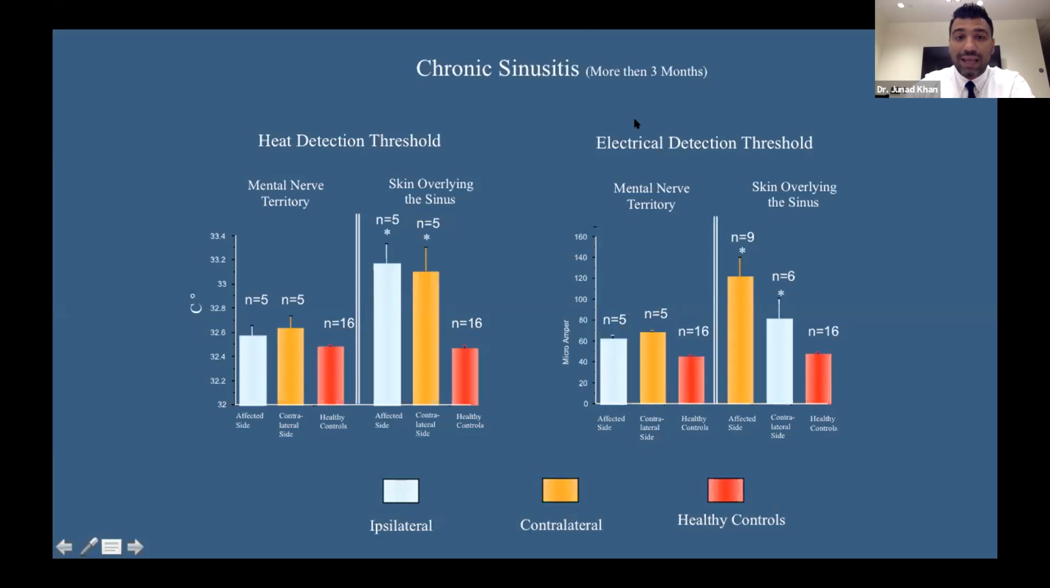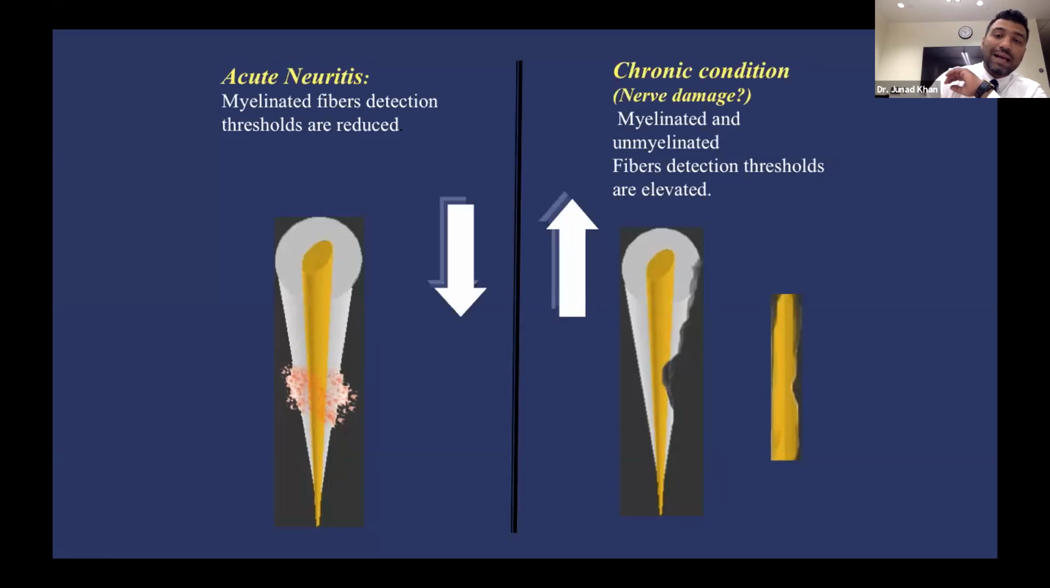Now, when you look at the same group, but with chronic sinusitis, you can see that the threshold has increased. So the same condition, depending on if it's acute or chronic, the thresholds decrease or change dramatically, giving you underlying information. So just to summarize that, if there's an inflammatory condition going on, the myelinated fibers detection thresholds are reduced. That means you need less of a stimulus to provoke a response. On the flip side, if there is permanent nerve damage and it's chronic in nature, your threshold will increase dramatically and it will be irreversible.